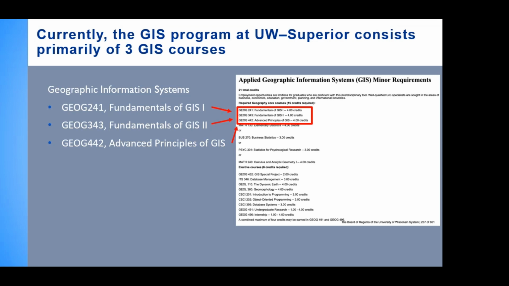So I don't know anyone here, and I just wanted to meet you guys and let you know that I'm in charge of the GIS program at University of Wisconsin-Superior, and kind of describe the program, describe some of the changes that I've been planning, and maybe get some feedback if you have some suggestions on how to improve it. So just an overview. The program currently consists primarily of 3 GIS courses. I think of them as GIS 1, 2, and 3. They have specific designations: GEOG 241, 343, 442.